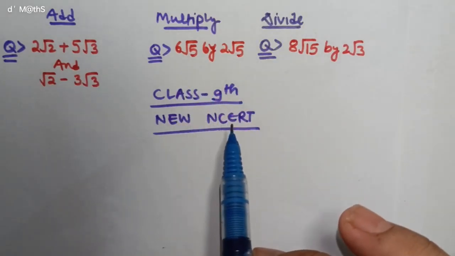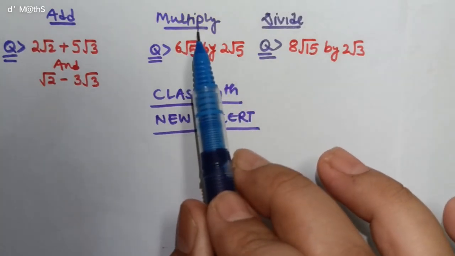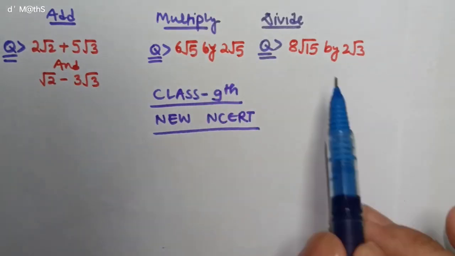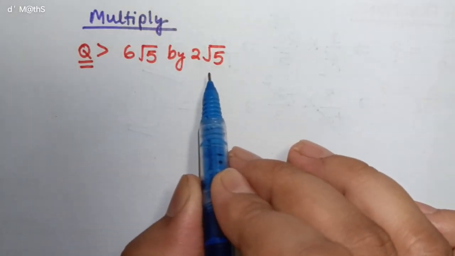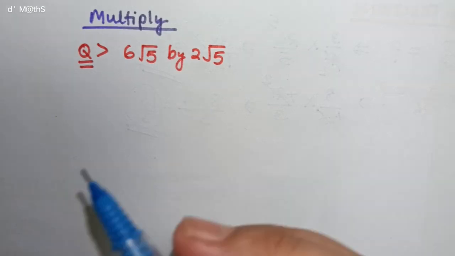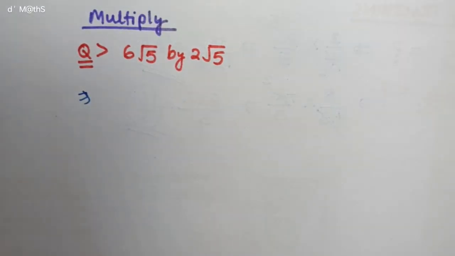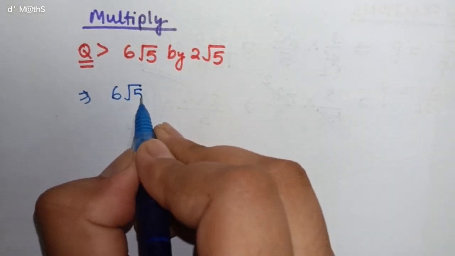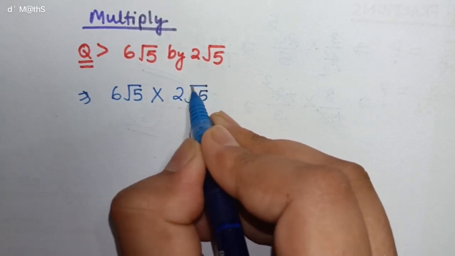Now moving to your next question. In the next question you have to multiply. So how will you multiply the values that are written under roots? It is very easy. See friends, here the question says 6 root 5 by 2 root 5. So here "by" means what? According to the question you have to change the sign. So here "by" becomes multiply. So your question will be 6 root 5 multiply 2 root 5.